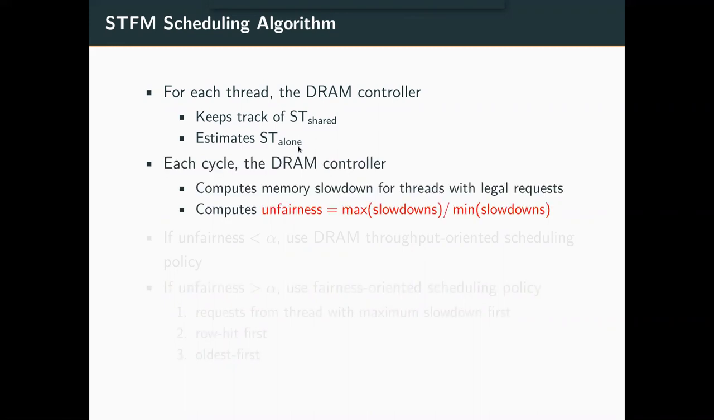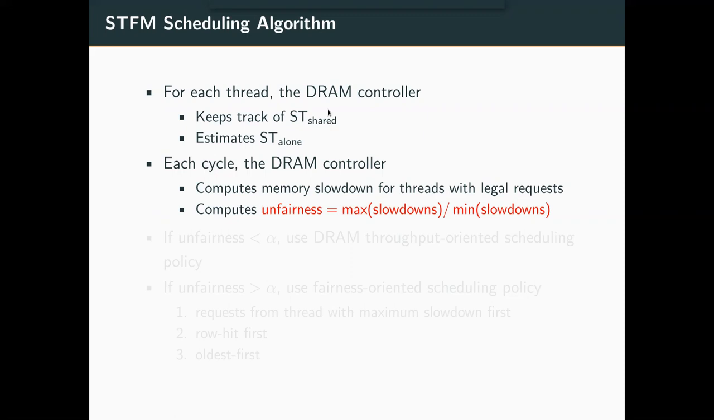On each IO cycle, the DRAM controller is then going to calculate the slowdown for all of the threads with legal requests. So if your thread has made a request to the controller and that request hasn't been serviced yet, it'll be counted in this computation. We'll compute a memory slowdown. Again, that memory slowdown is computed via these two values.